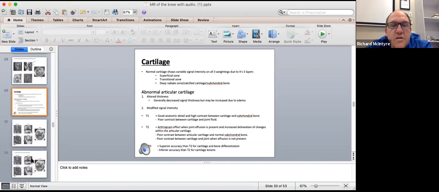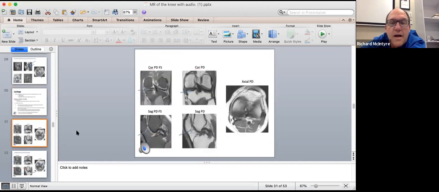I mentioned cartilage. So normal cartilage shows variable signal intensity on 3 weightings: superficial zone, transitional zone, and deep radiate zone, calcified cartilage or subchondral bone and subchondral bone. Okay, so normal cartilage, abnormal articular cartilage, generally decreased signal, but may be increased due to edema. I think I might show you the cartilage first. So there's our cartilage here. Okay, that's our normal cartilage along the tibial plateau, and we can see different layers there.